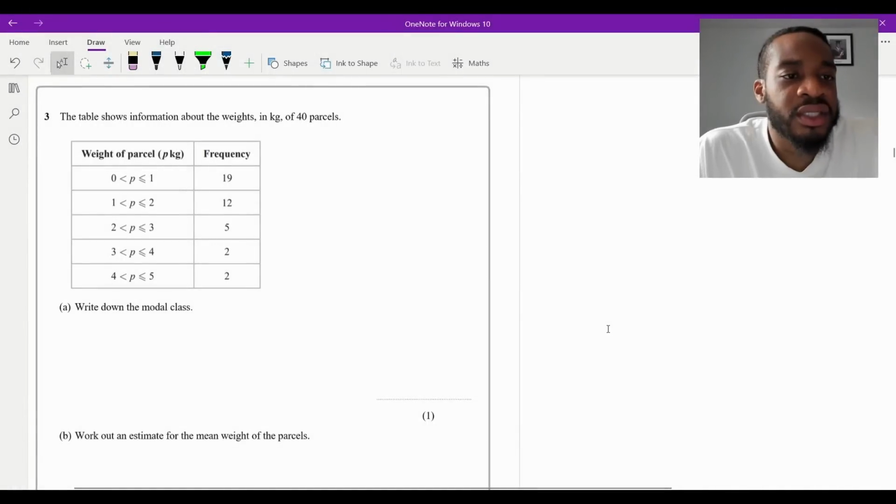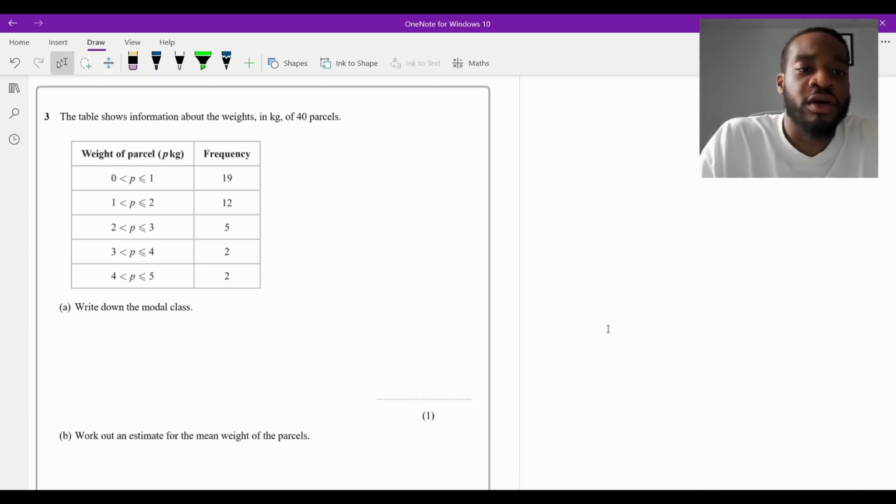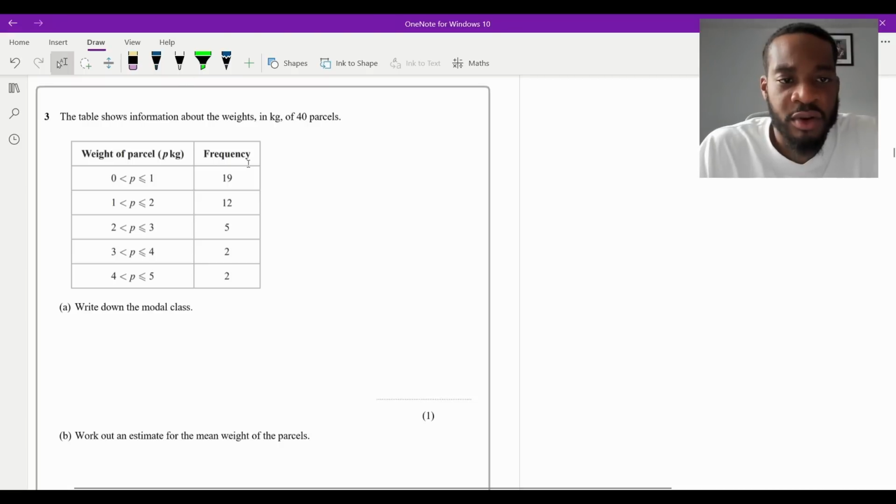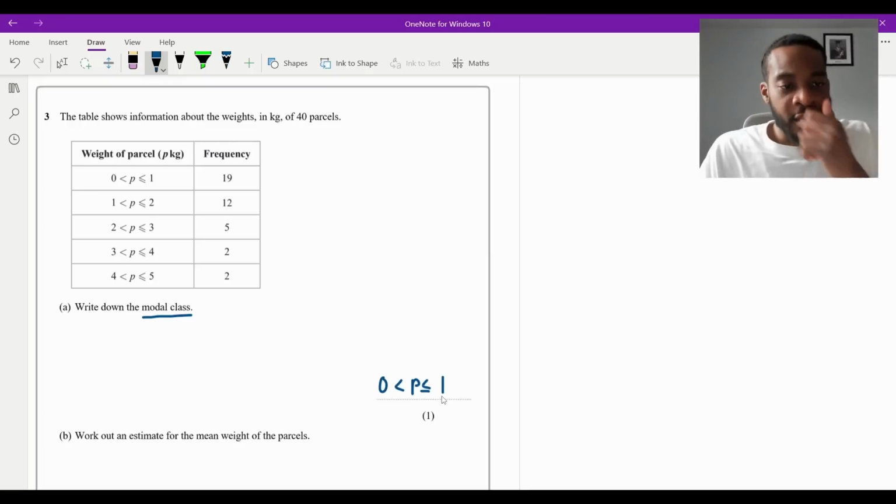Okay, so question 3 says the table shows information about the weights in kilograms of 40 parcels. So we've got the weight of parcels on the left column, frequency on the right. Part A says write down the modal class. Now remember, the modal class is just the most common. So out of these, you're just going to look for the row with the highest frequency, which is going to be the first one, 19, right? So for the modal class, you're not going to write 19, you're going to write the actual interval here, which is between 0 and 1. So you're literally just going to copy that. So 0 less than P less than or equal to 1. Perfect.